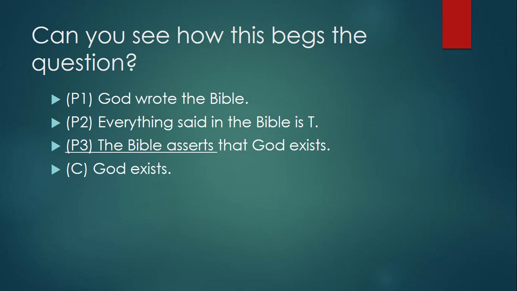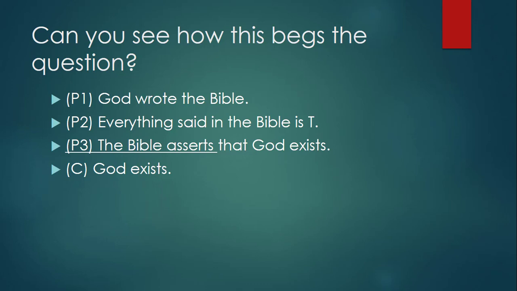So where this is begging the question is in the first premise. The first premise says God wrote the Bible. And this first premise doesn't explicitly say the words in the conclusion, namely God exists, but it is implicitly contained within the first premise, because the first premise implicitly assumes that God already exists. Right? The first premise can be read as really saying something like this: God exists and wrote the Bible. Well, since God exists and wrote the Bible, second premise, everything said in the Bible is true.